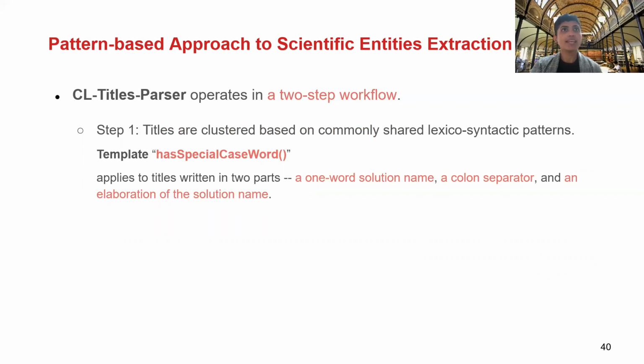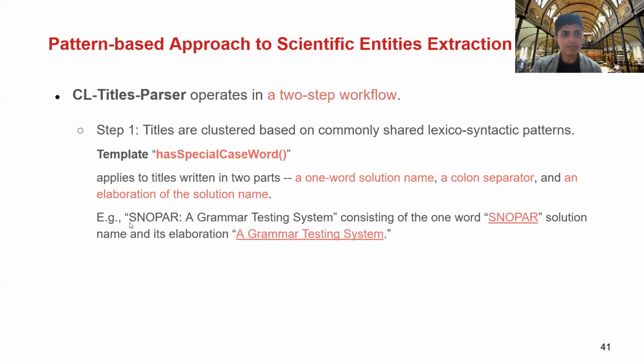On the slide, we show an example of such a pattern. Has special case word. This applies to titles written in 2 parts, a 1-word solution name and a colon separator, and an elaboration of the solution name. So for example, the title Snowpar, a grammar testing system, consisting of the 1-word Snowpar and its elaboration, a grammar testing system.